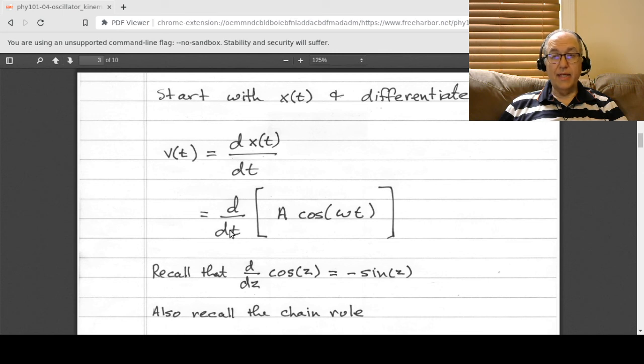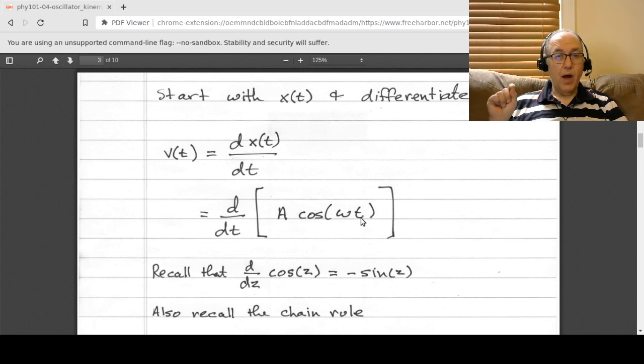So there it is, d by dt, means we're going to differentiate. And for x of t, we're going to put in A cosine omega t. Okay, now a couple of things here. First, the A just comes out in front because the constant just comes out in front of the differentiation. And then we're going to differentiate the cosine with respect to t.